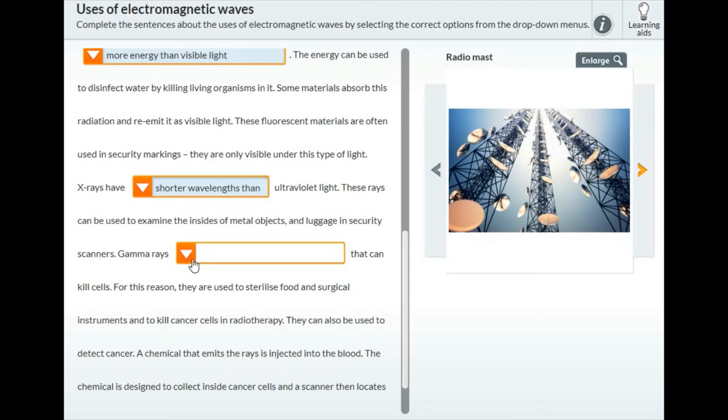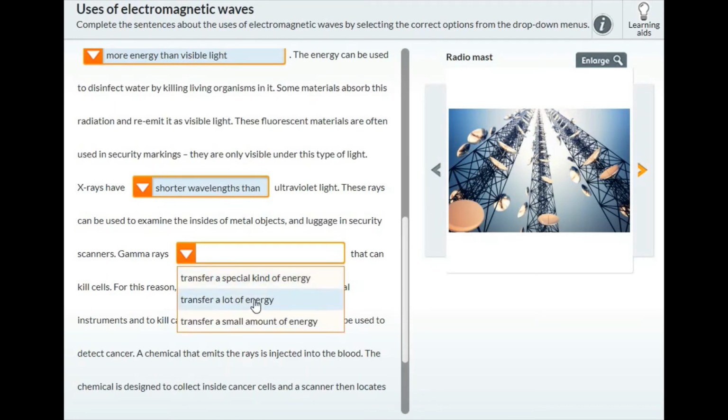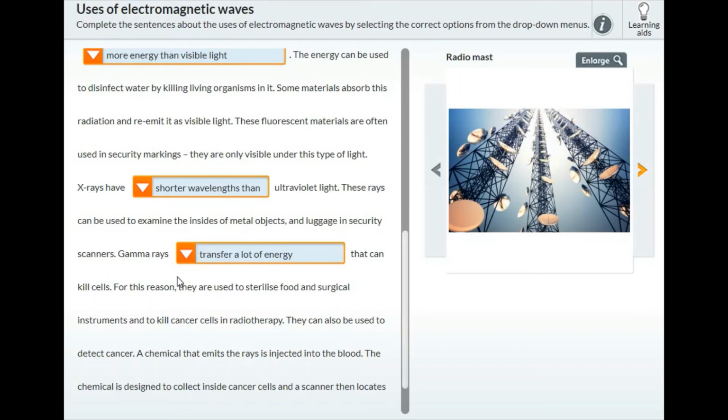And then gamma rays finally, what's it asking for? Transfer this special kind of energy, transfer a lot of energy, transfer a small amount. A lot of energy, okay? The most energy is transferred by gamma rays. They're the high energy part of the spectrum. They can kill cells. For this reason, they are used to sterilise food and surgical equipment or instruments, and to kill cancer cells in radiotherapy.